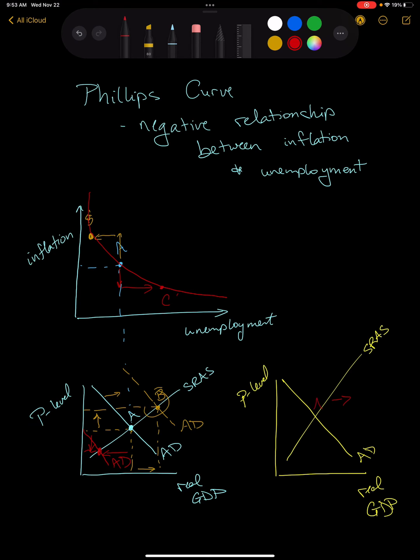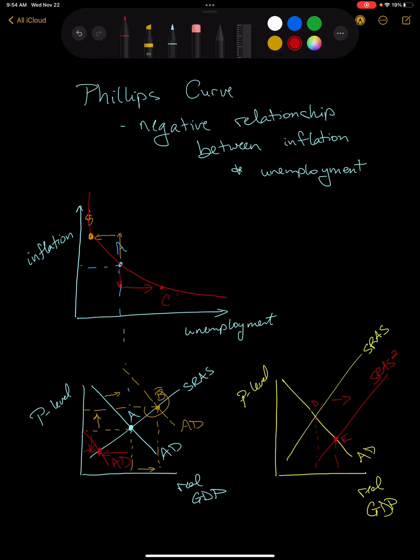So we would move from point, actually, let's not do A again. I don't want to confuse anybody. Let's call it point D. So we move from point D to point E. So this is what happens when short-run aggregate supply shifts. We see in this case, when short-run aggregate supply increases, that our price level goes down and our output goes up, suggesting that unemployment goes down. So in this case, we have both of them going down.